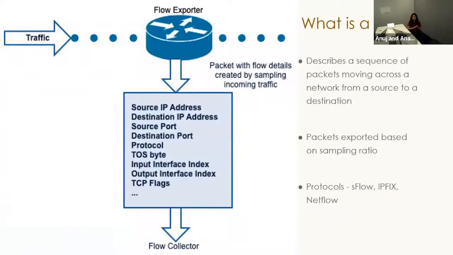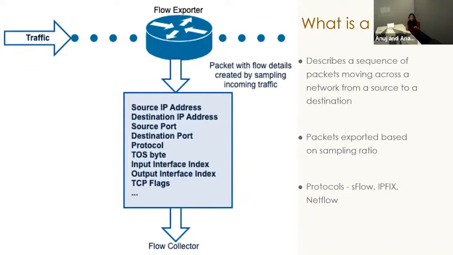Let's start with what is a flow. A flow is a sequence of packets moving through a network from a source to a destination. Let's consider a certain packet that is moving through your network and it is being captured at this particular network device, which is the flow exporter on this diagram. This flow would be described by its source IP address, destination IP address, source port, destination port, and protocol, and several other header fields.